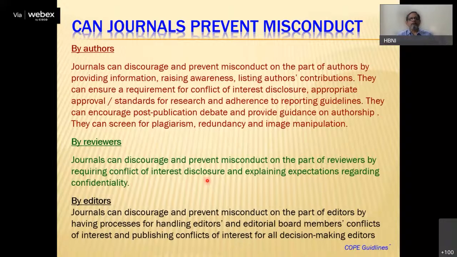And they can also screen for plagiarism, redundancy, and image manipulation. And misconduct by reviewers: journals should discourage and prevent misconduct on the part of reviewers by requiring conflict of interest disclosures and explaining expectations regarding confidentiality. And misconduct by editors: they should prevent it by having processes for handling editors' and other board members' conflicts of interest, and publishing conflicts of interest for all decision-making editors.